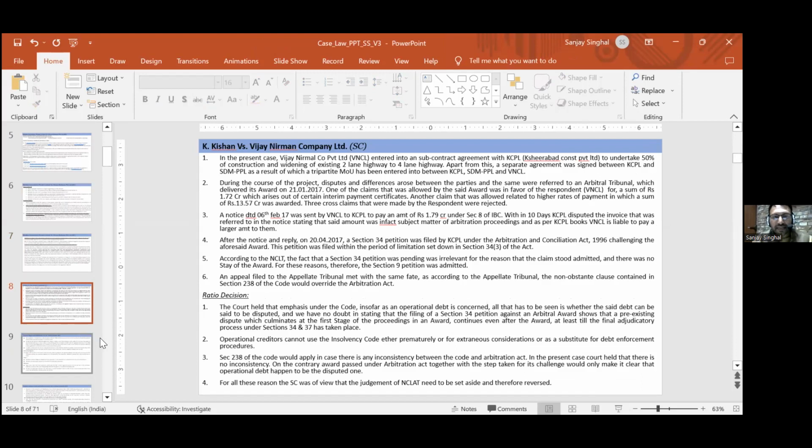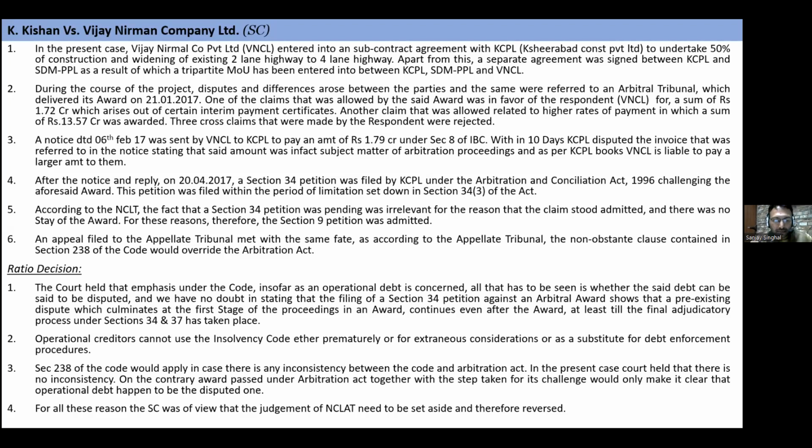This next case is K. Kishan versus Vijay Nirman Company Limited. Basically, this is not in the sequence of the case law, but I have changed it because these two case laws are related to the same aspect, the existence of the dispute. The third case law in our syllabus is the Rani Sugar and Chemical Limited.